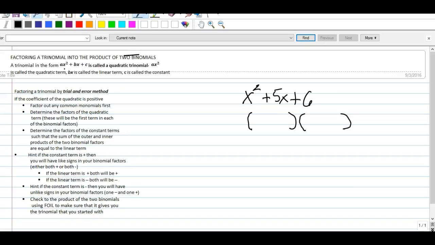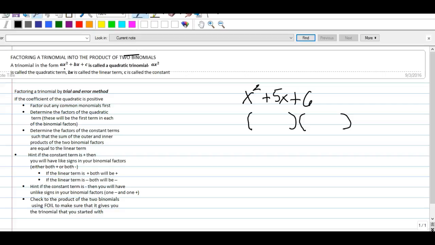What we're going to look at today is factoring a trinomial into the product of two binomials. A trinomial in the form ax squared plus bx plus c is called a quadratic trinomial. Ax squared is called the quadratic term, bx is called the linear term, and c is called the constant. So we will look at a procedure today called the trial and error method for factoring quadratic trinomials.